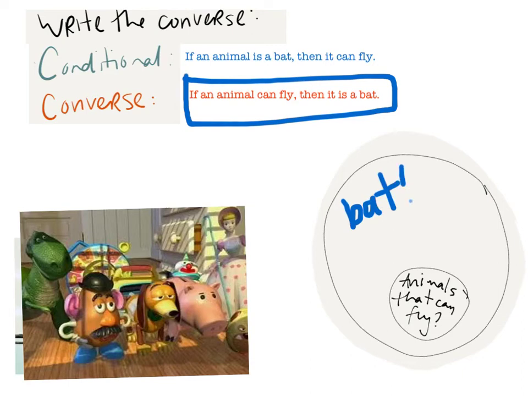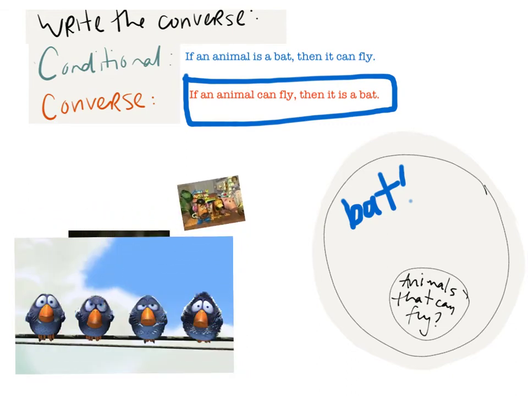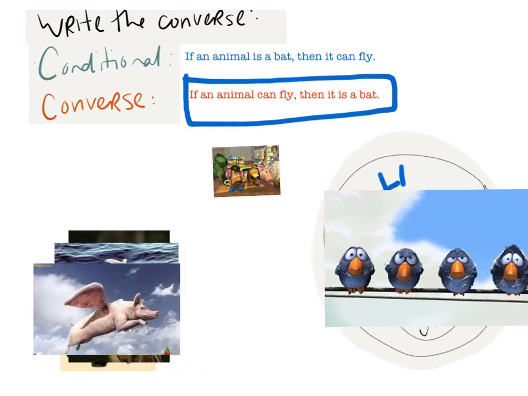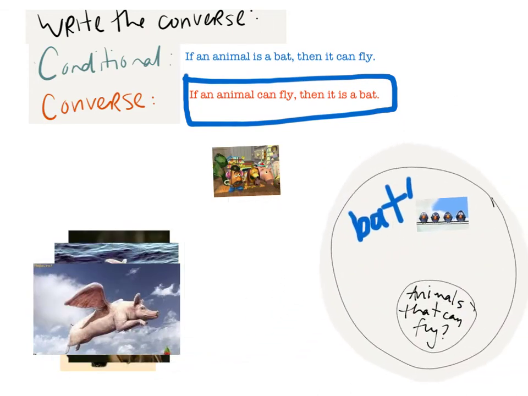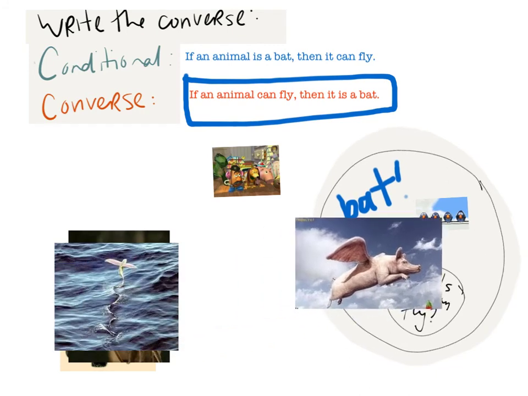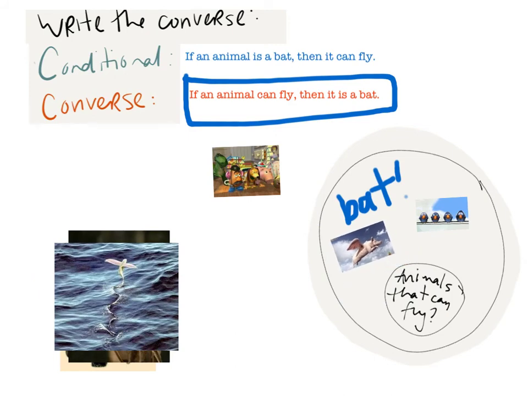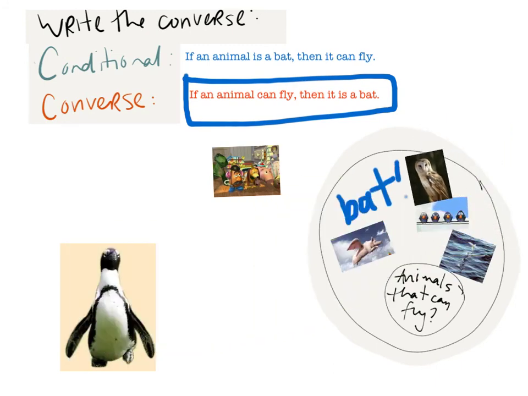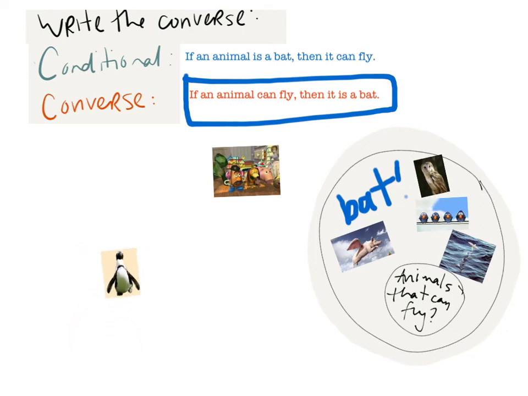I want you to think about this. Is it true that the bat is the only animal you can think of that can fly? If animals can fly, it's only the bat. What about the bird? What about the flying pig? What about the flying fish? Well, you didn't think about the flying fish. What about the owl? Owl's not a bat. Let me scooch that in. There it is. And what about the penguin? I know you're thinking, hey, penguins don't fly. You know what? Some penguins do fly, okay?